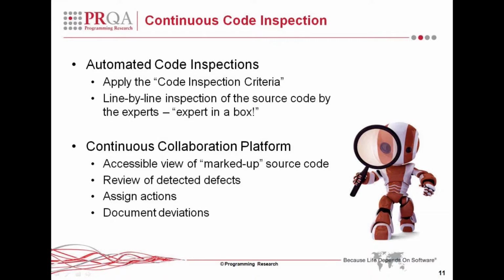And the type of tool that's uniquely positioned to implement the automated code inspection is a static analysis tool, because of their ability to go and parse the native source code. These tools are capable of enforcing the criteria of that rigorous coding standard and automate that process of the line-by-line inspection of the source code. The second tool that is required to implement this continuous process is what we call a continuous collaboration platform.